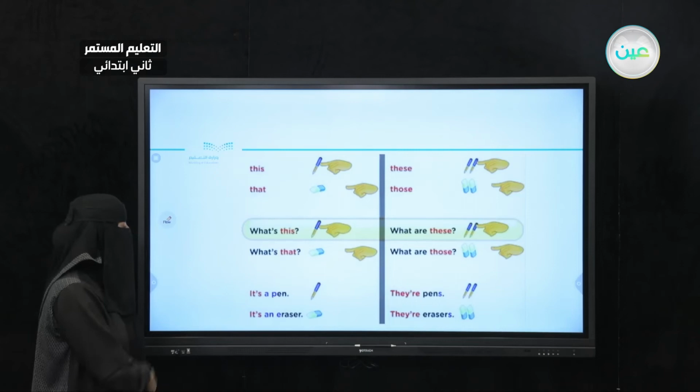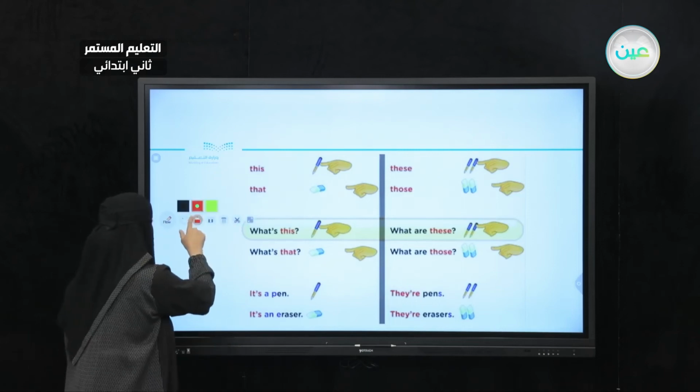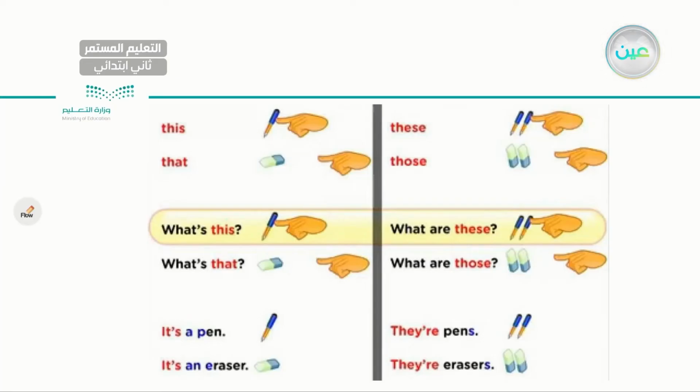Let's have more examples. Actually, I need you to focus on this part. Okay, so how many pens can you see that are close to me? I have 2. These are pens. Also, I have those. I have rubbers. Those are rubbers. Okay? By asking the question, what are these? What are those? These are pens. Those are rubbers. Very good.